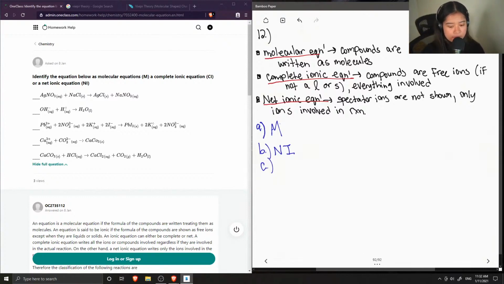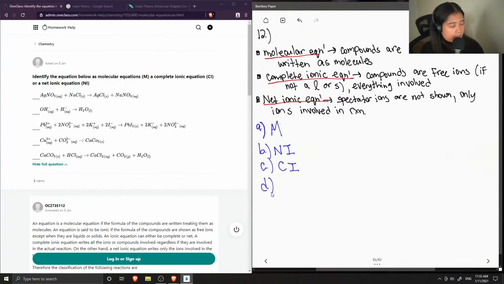Okay, so now for C, we have lead 2 plus, 2 nitrate ions, plus potassium ion plus iodide ion makes lead iodide plus potassium plus 2 nitrate ions. So notice that everything is in ions already, and they also didn't cancel out any of the spectator ions. So for example, 2K plus and 2 nitrate ions are shown on both sides of the equation. So this is an example of a complete ionic equation.